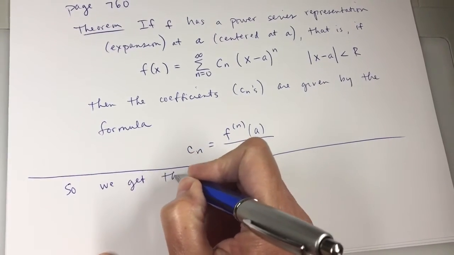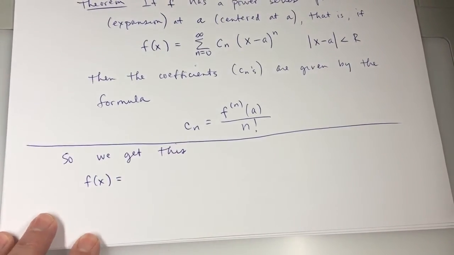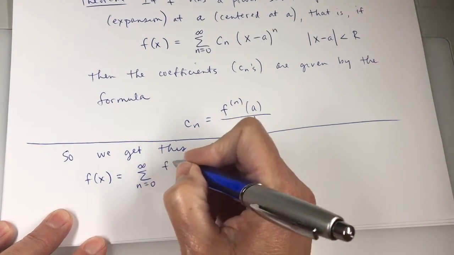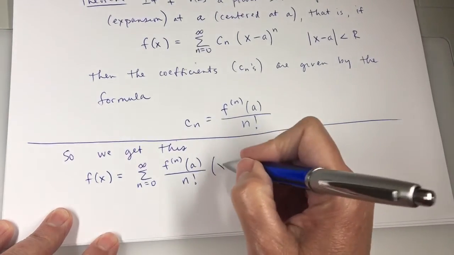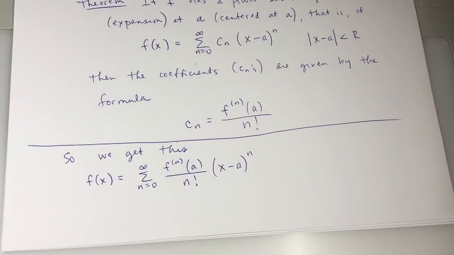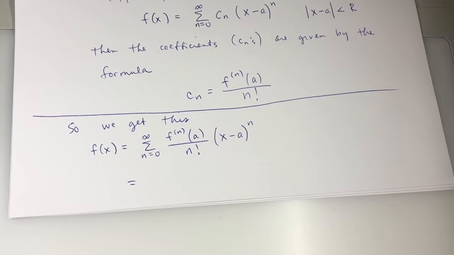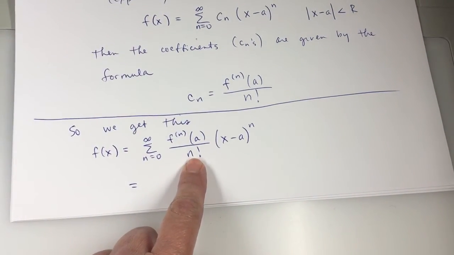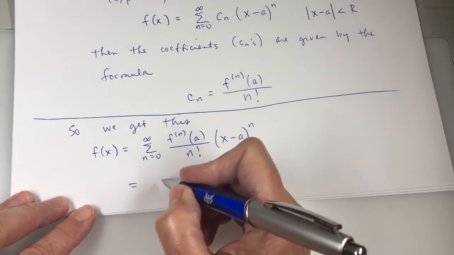So we get this, a formula for a power series expansion. f of x, some function, would equal the sum as n goes from 0 to infinity of the nth derivative at a over n factorial times x minus a to the nth power. If I write out a few terms, it would look like this. The 0th derivative, by the way, is just the function itself. When n is 0, we're just talking about f of a. What's 0 factorial? 1. So it'd be x minus a to the 0th power, and that's 1. When n is 0, this is just f of a.